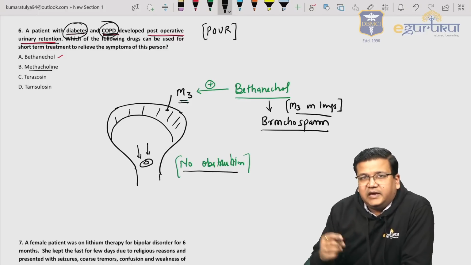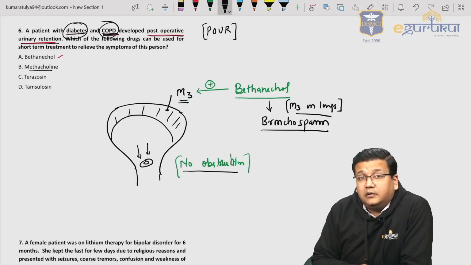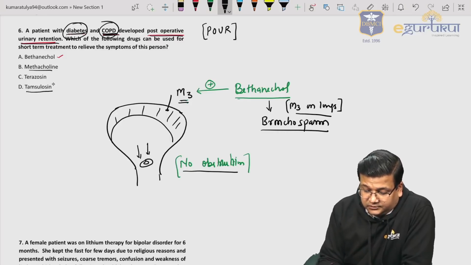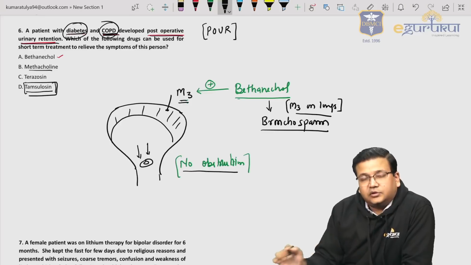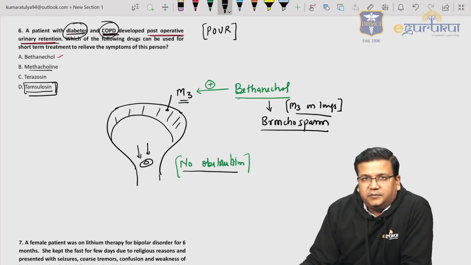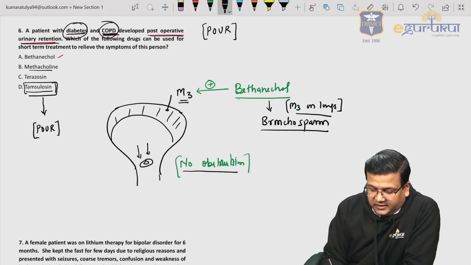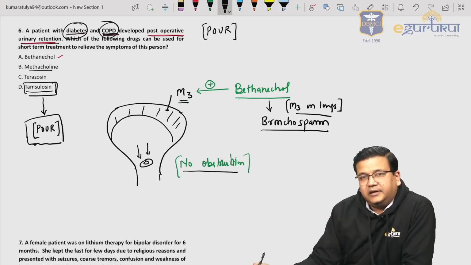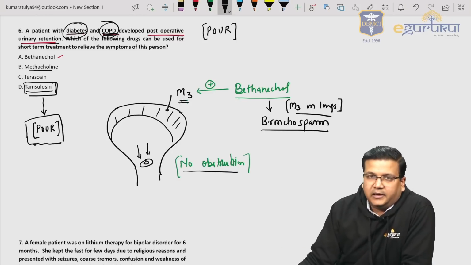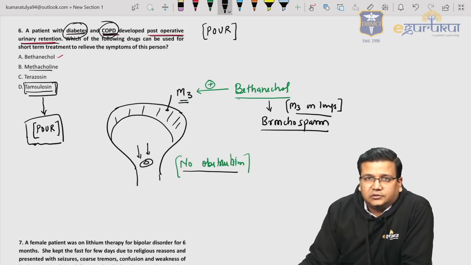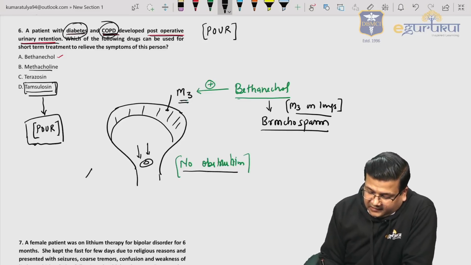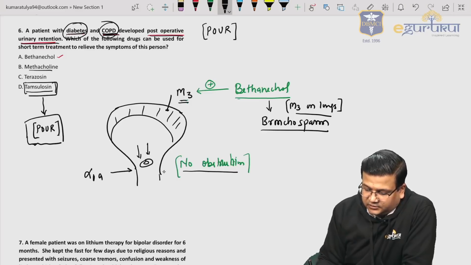So if we keep this point in mind and look at the other option, we find tamsulosin. Tamsulosin we have so far discussed mostly in treatment of BPH, that it relaxes prostatic muscle and that is beneficial. But on further literature search, it has also been used nowadays in treatment of post-operative urinary retention. There are several articles available on the internet, including one study conducted by AIIMS, which has shown that tamsulosin is also beneficial by blocking the alpha 1A receptors present on the bladder sphincter.